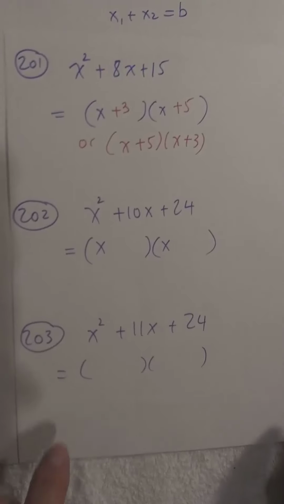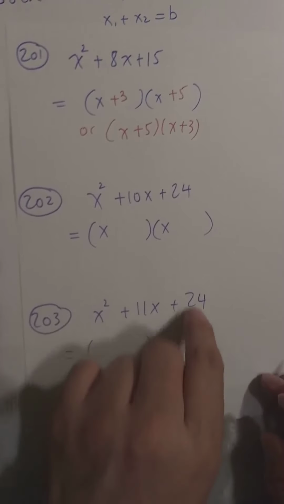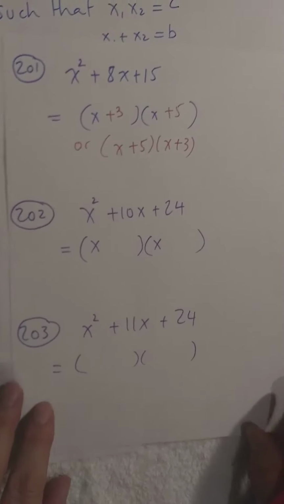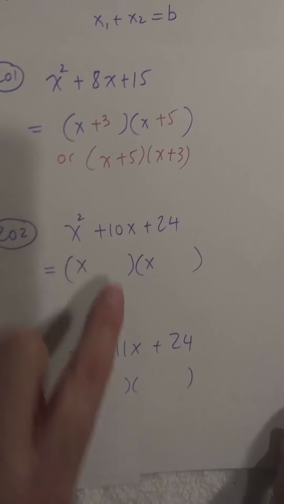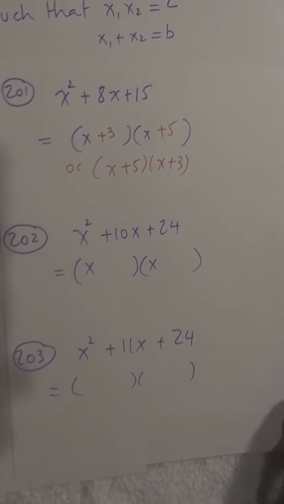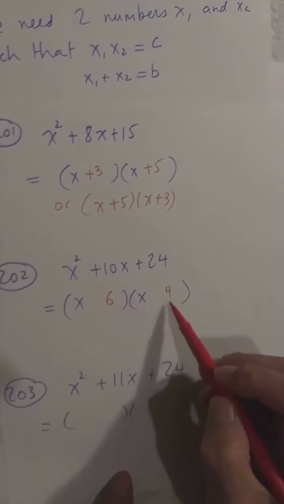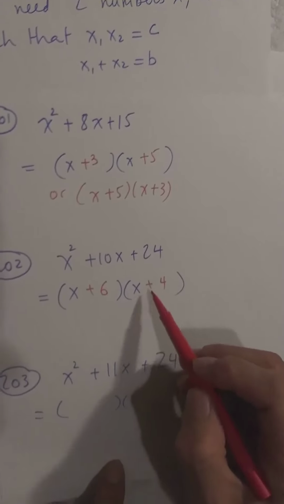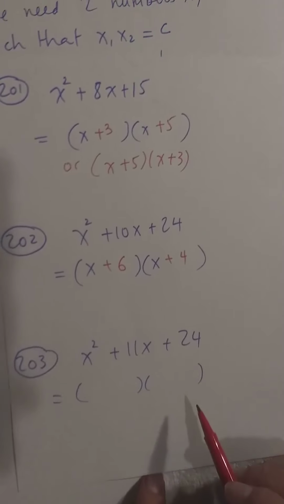Second example, we have x squared plus 10x plus 24. Let's look at the third example also. We have 24 here. So we need two numbers with product 24, but this time the sum is 10, but in example 3, the sum is 11. So the answer is going to be different. Now the numbers here are 6 and 4, because 6 plus 4 is 10. But here it's 8 and 3 or 3 and 8.